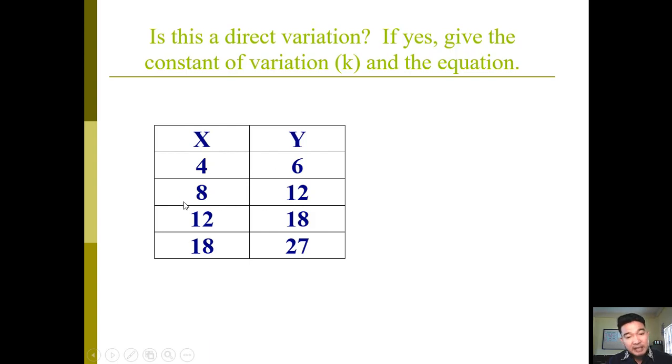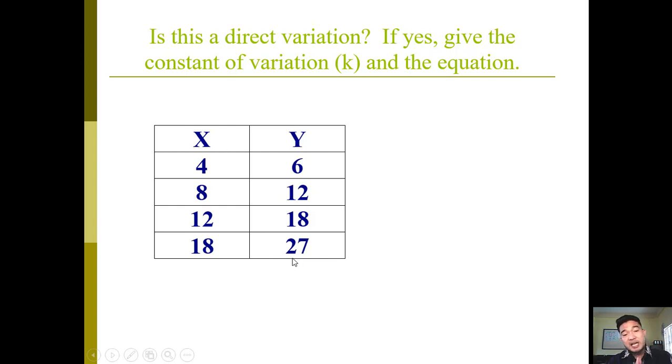12 divided by 8 is equal to 3 over 2 or 1.5. 18 divided by 12 is equal to 3 over 2 or 1.5 also. 27 divided by 18 is equal to 3 over 2 or 1.5 also.